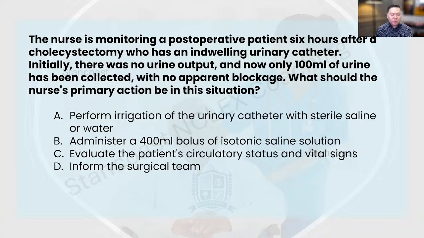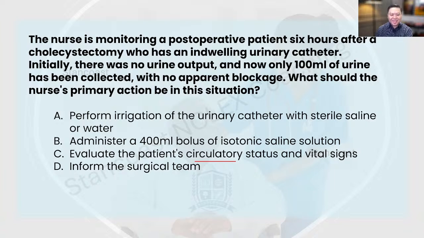Is it letter A, performing irrigation of the urinary catheter with sterile saline or water? Or is it B, administer a 400 ml bolus of isotonic saline solution? Or is it C, evaluate the patient's circulatory status and vital signs? Or D, inform the surgical team?